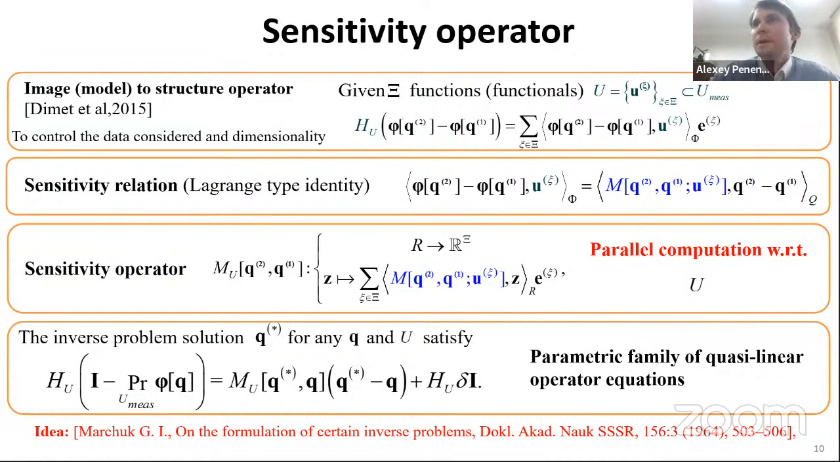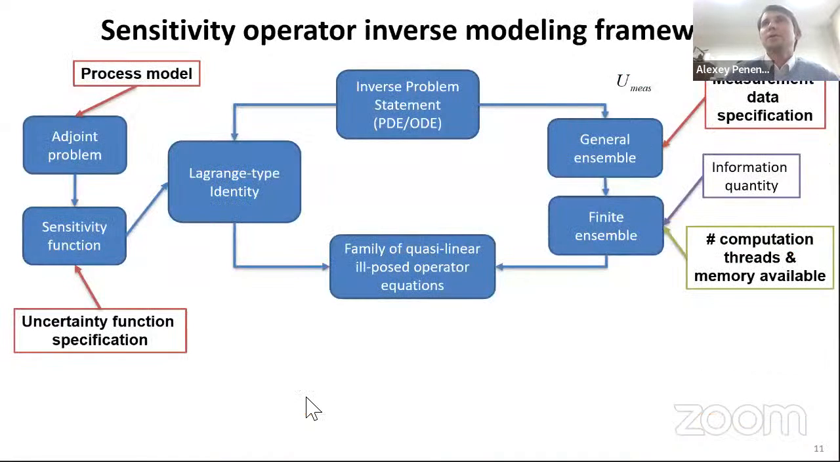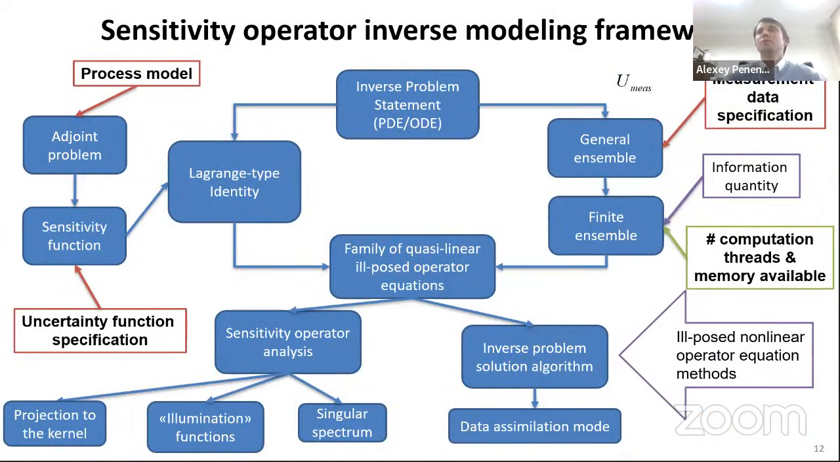So what is good about this family? The first thing is that by controlling the projection function set, we control its dimensionality. Second, we can filter some noise from the data. Then we can evaluate it in parallel. And also, it's not just a single equation, but a family of equations. And we will use it to solve and to analyze the problems in what follows. Okay, so this is a short introduction to the inverse modeling framework.